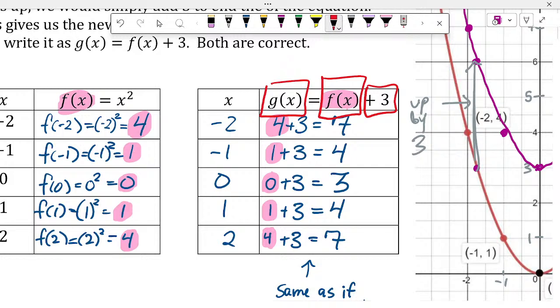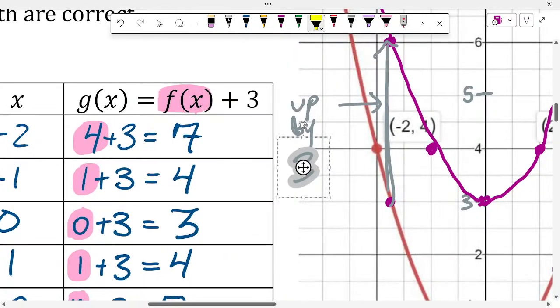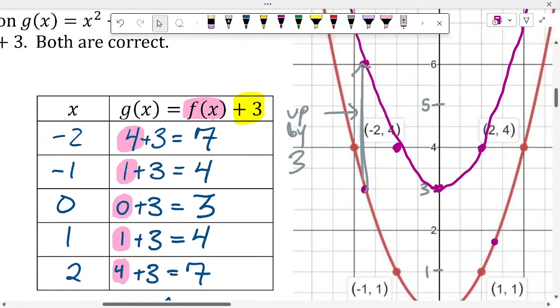Have we changed the input? We've changed the output. And on a graph, what is the output portion of the graph? Which axis represents output? Y. So when we put a +3 on here, what does it change? The output. So it changes what values? The Y values. Does that make sense? This is changing the output, which means it's going to change all the Y values.